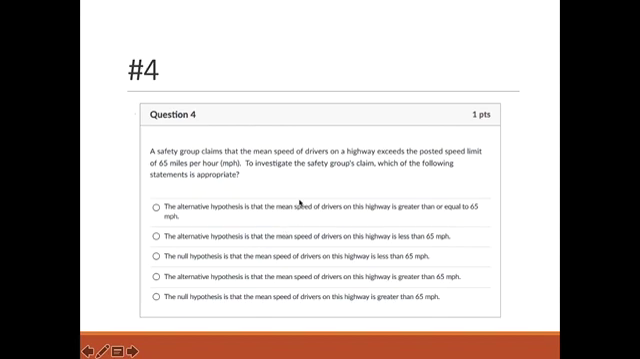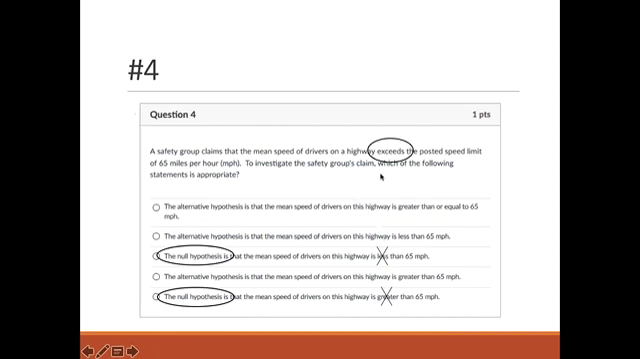So here, notice we're trying to determine which of these statements is appropriate. And when I read them, notice the statements are either about the null or the alternative hypothesis. The first thing that I did was I ditched the two answers about the null hypothesis because the null hypothesis is always an equation, at least when we're dealing with tests involving means. So here, I can't have a null hypothesis value that involves less than 65 or greater than 65. So that's the first thing I noticed.